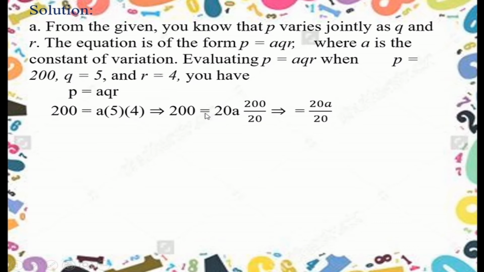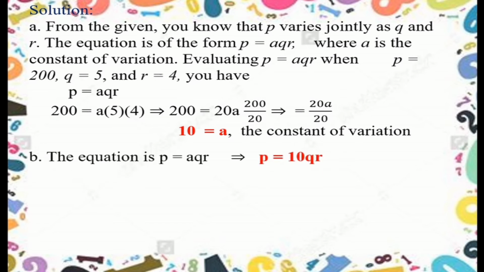Tama? And then, 200 divided by 20, kasi dapat 200 divided by 20 din sa kabila. So, ang matitira is a is equal to 10. Yan na po yung inyong constant of variation. For letter b, the equation is p equals aqr. Substitute mo lang yung value ni constant of variation or ni a.